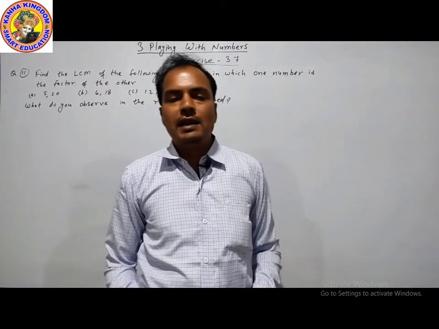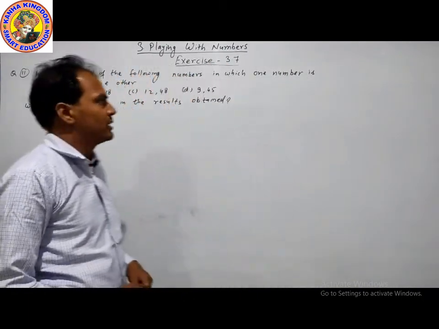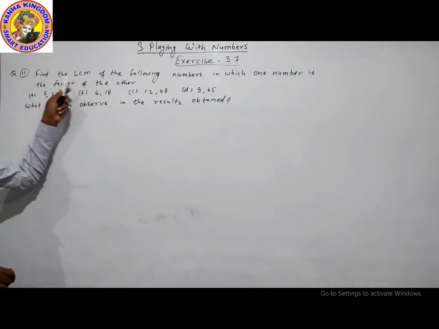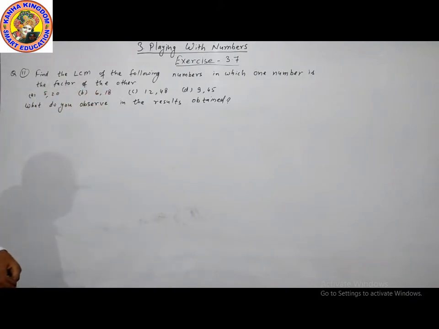Now our last question from this exercise is question number 11. Find the LCM of following numbers in which one number is the factor of the other. One number is the factor of other.